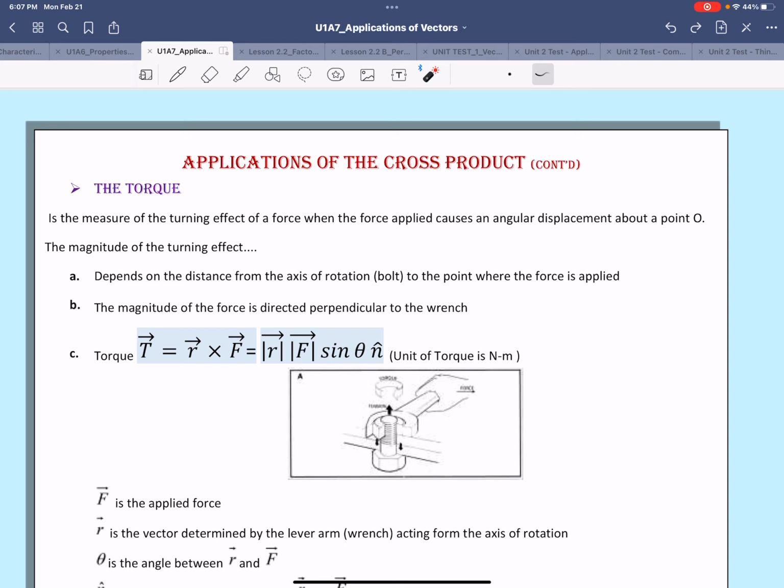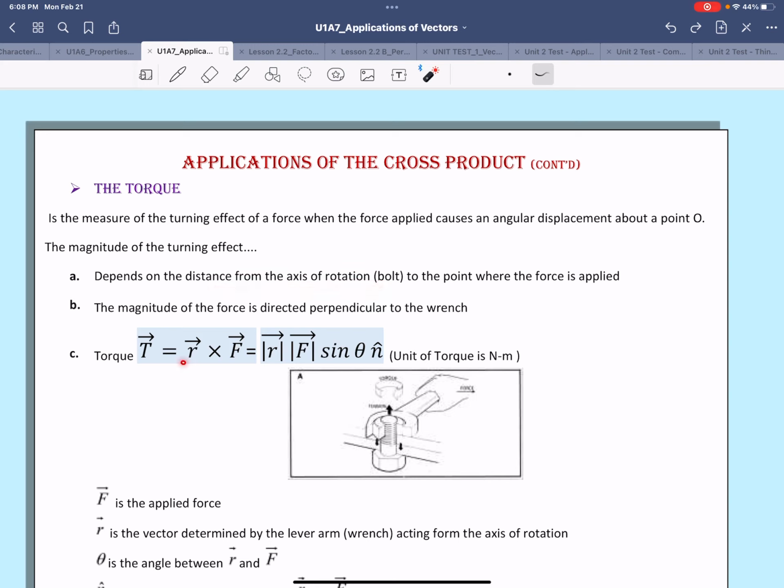So when you open and close the door, is it easier to open or close the door if you use the handle on the edge of the door, or if you just push the door here close to the hinge? So the magnitude of the turning effect is called the torque, and it depends on the value of r. Value of r is the distance from the axis of rotation and the force applied.